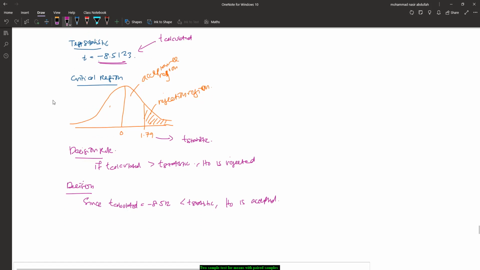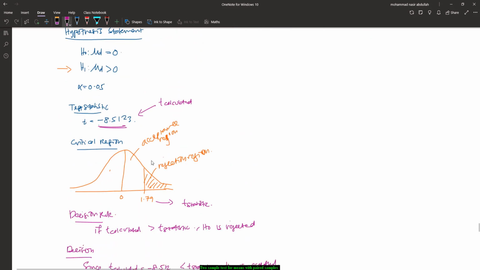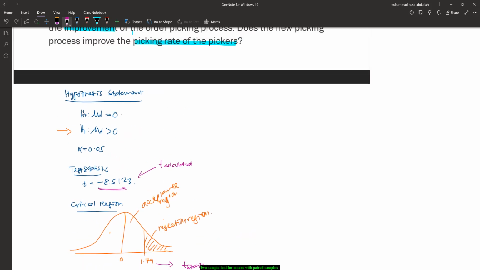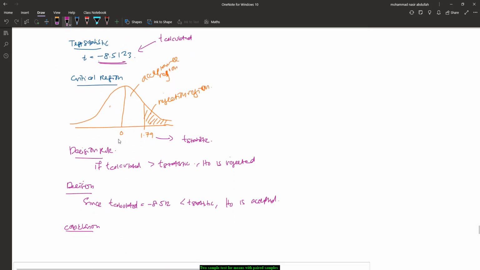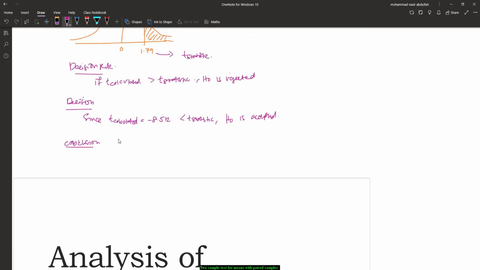Our conclusion: since we are accepting the null hypothesis, it means that there is no difference between the before and after picking process. So we can conclude that there is no difference in the before and after picking process.